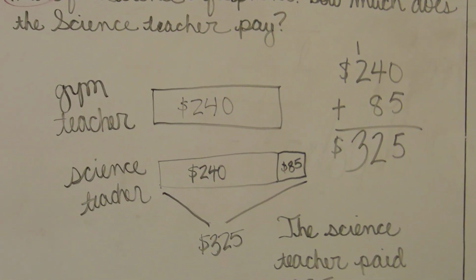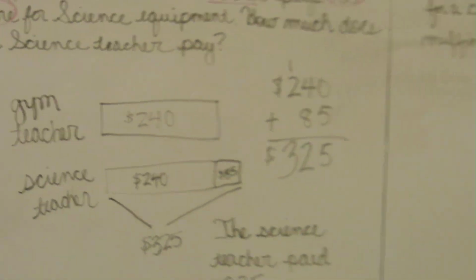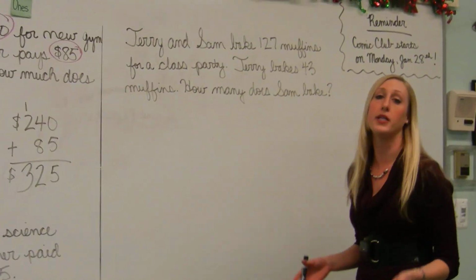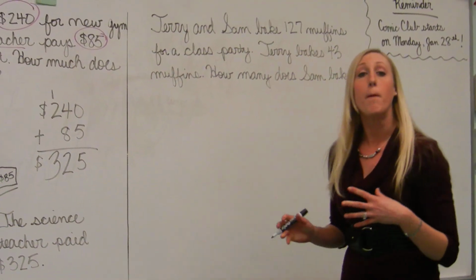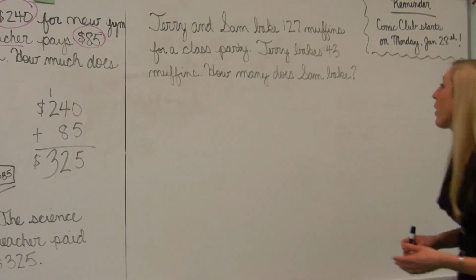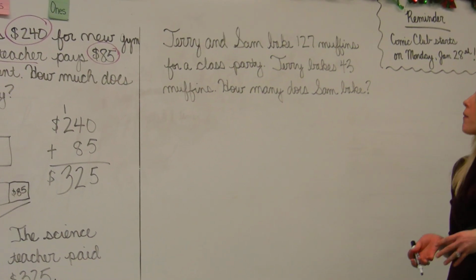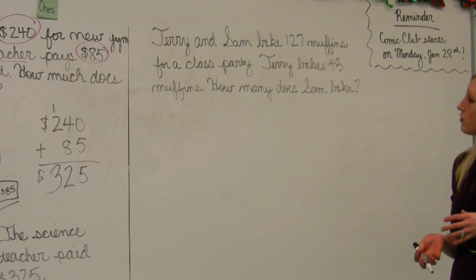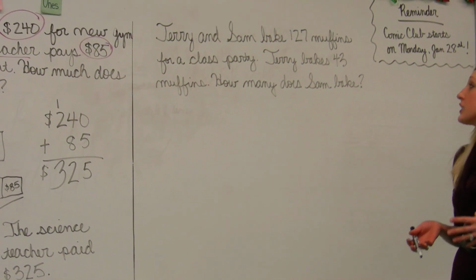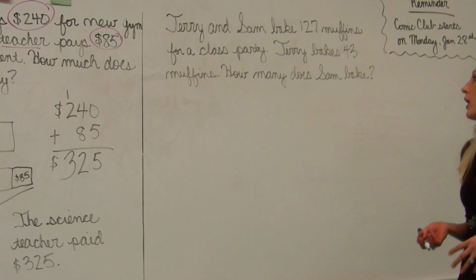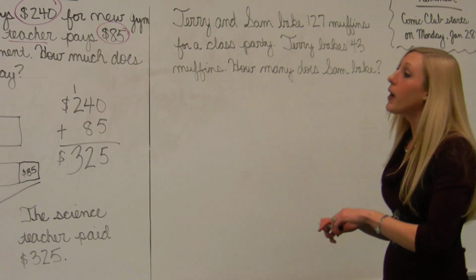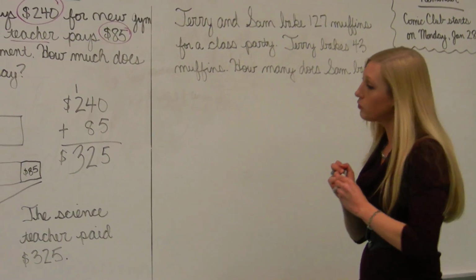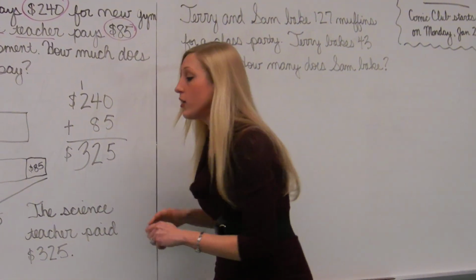Now we're going to take a look at a second problem. This problem is a little bit different, but it's still going to be following the same steps that we've already gone over for the Singapore model drawing method. Let's read this problem together. It says, Terry and Sam bake 127 muffins for a class party. Terry bakes 43 muffins. How many does Sam bake? Okay? Again, think about our steps for model drawing. As long as we follow those steps, we're going to be okay.